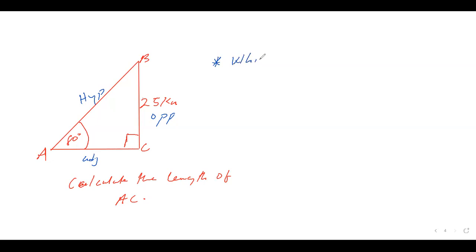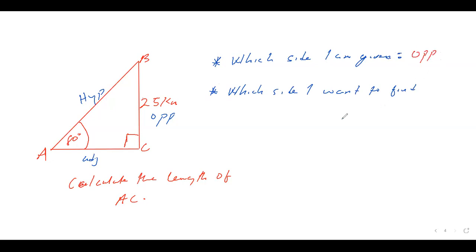Now we ask ourselves two questions, right? Which side am I given, and which side do I want to find? Which side am I given here? The opposite. Which side do I want to find? They asked me to find AC. AC would be which side? Adjacent. So I want to find the adjacent.